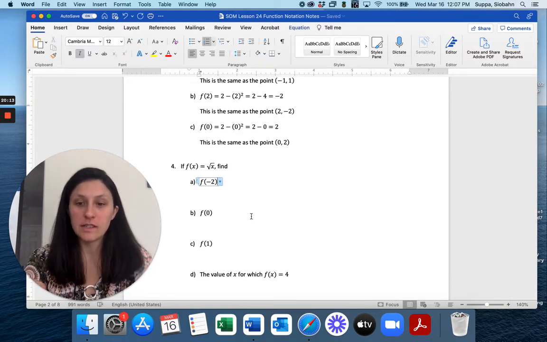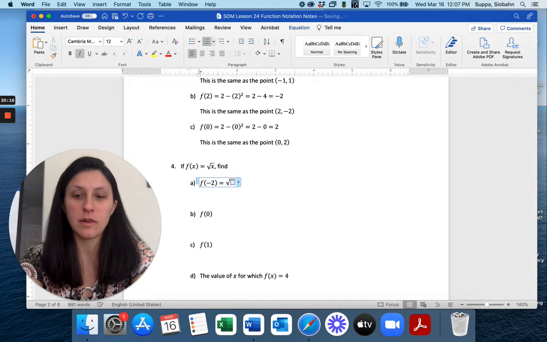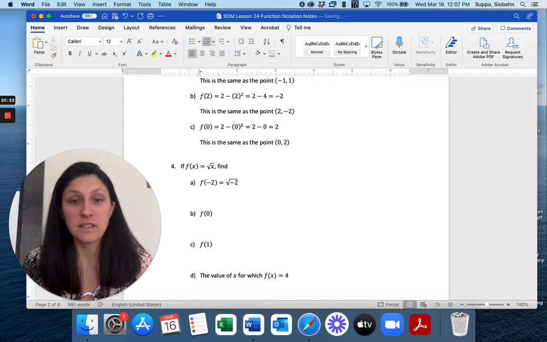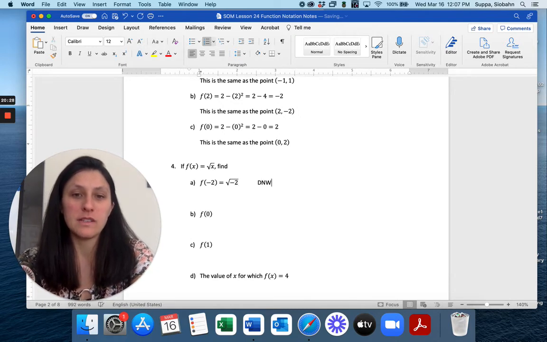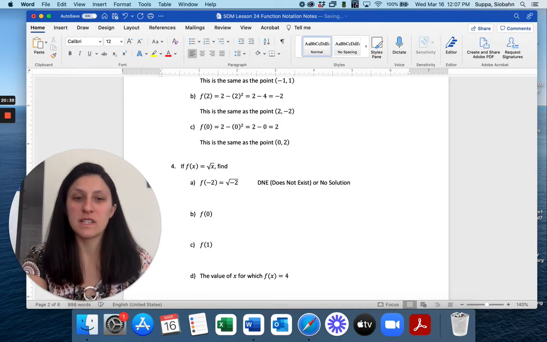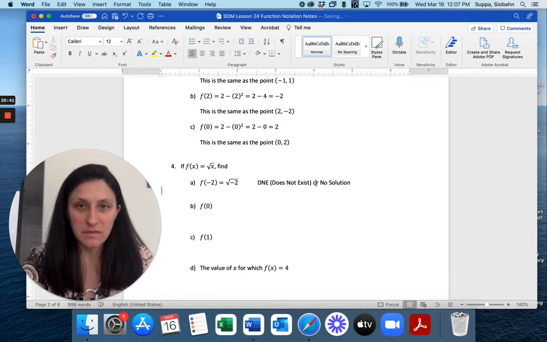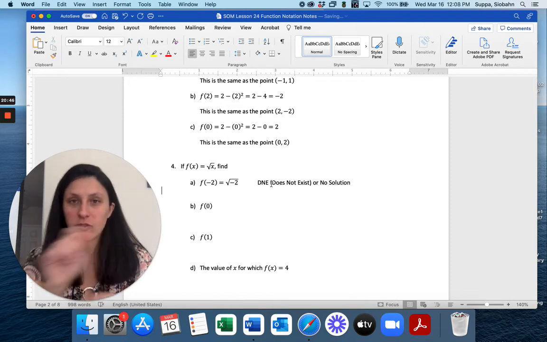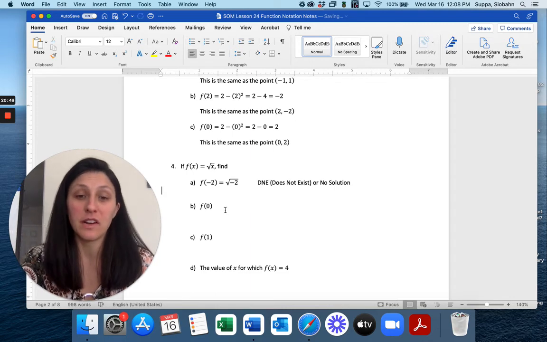Well, if you try and do this, what I'm asking you to find is the square root of negative 2. And if you put that into your calculator, you should see that you will get some kind of an error. That's because the square root of negative 2 does not exist. So the answer here should be DNE for does not exist, or you could put no solution. So don't always expect to get an answer. It's possible that there could be no answer, and make sure that you write no solution or does not exist and then circle that as your answer so that you know that's the final answer.